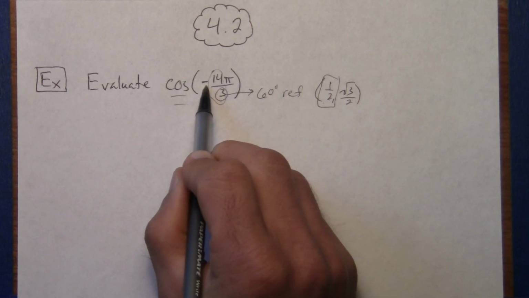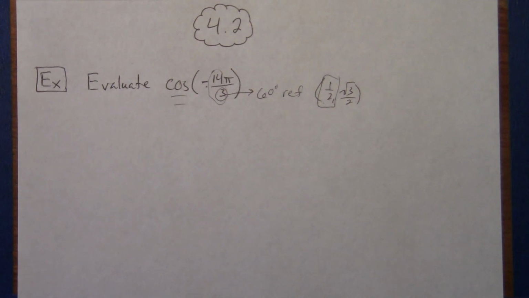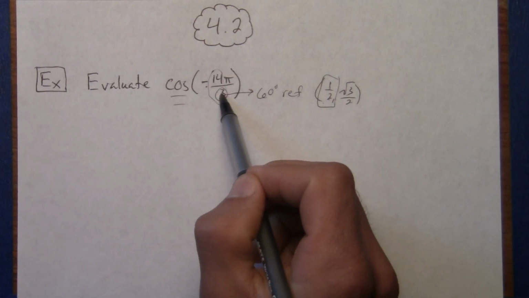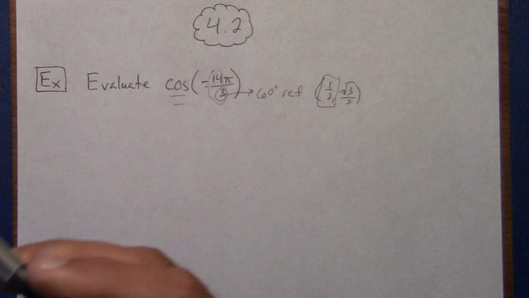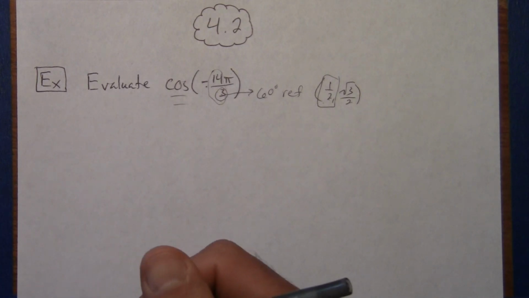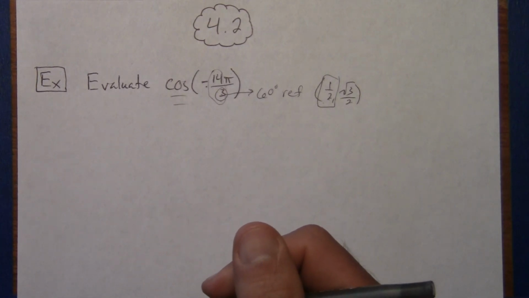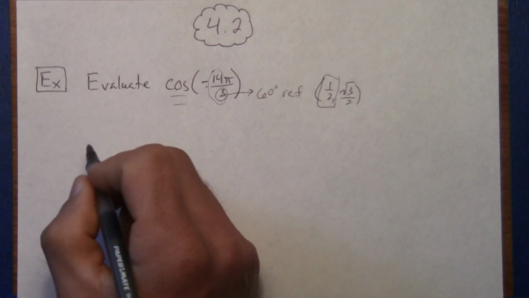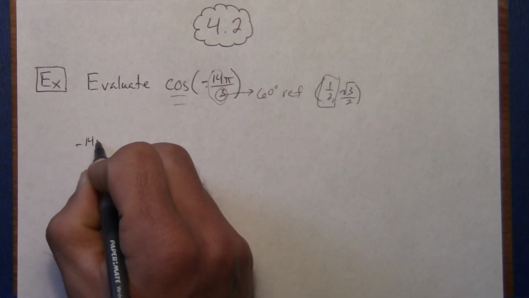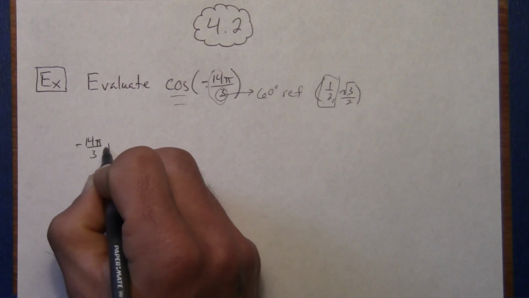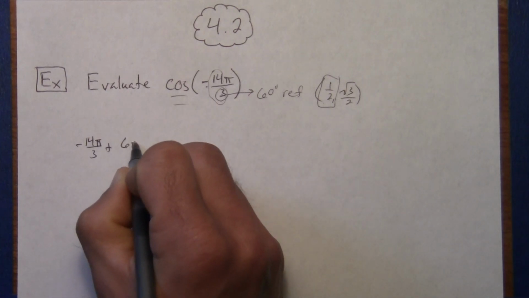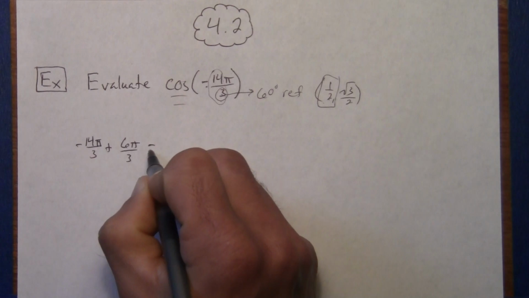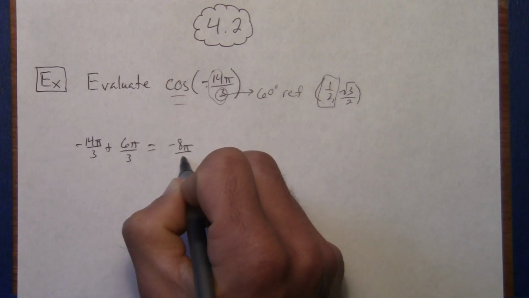For right now, ignore the fact this is negative. Let's pretend that's positive 14 pi over 3. If you have a number that's not within 0 and 2 pi, you can always subtract 2 pi from it or add 2 pi to it over and over and over until you get a number between 0 and 2 pi. So for example, it's negative 14 pi over 3. I could add 2 pi, which if I get a common denominator would be 6 pi over 3. That would give me negative 8 pi over 3.